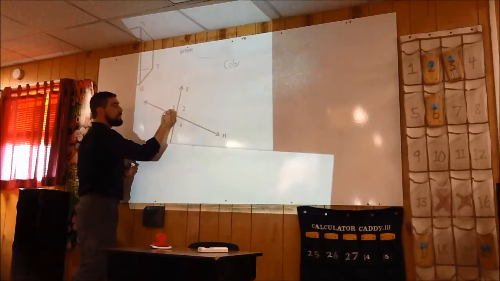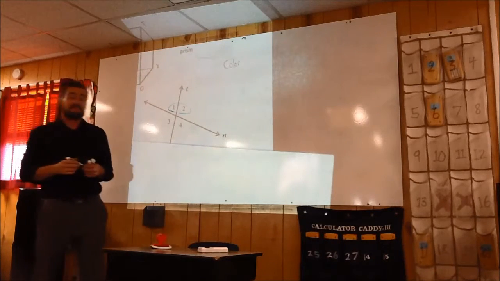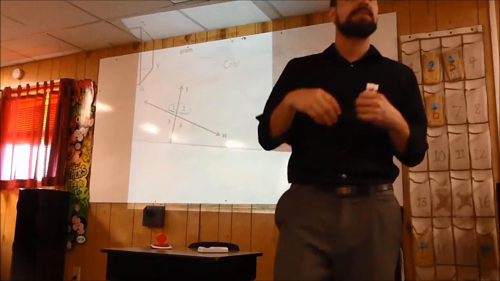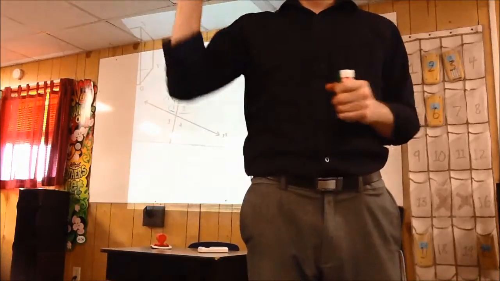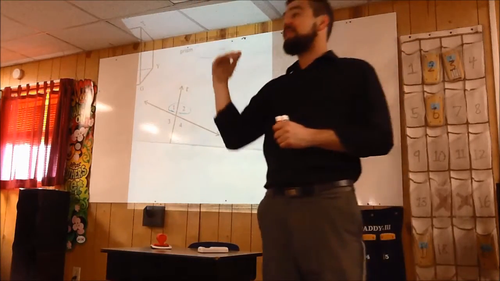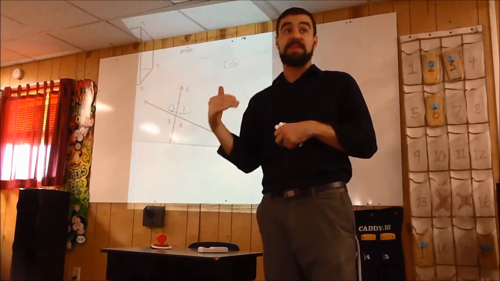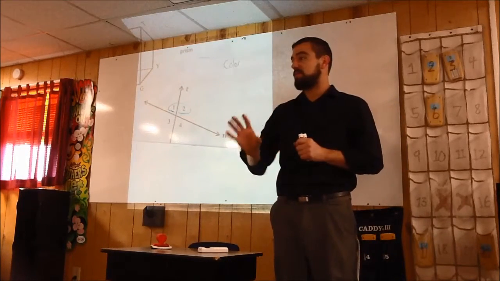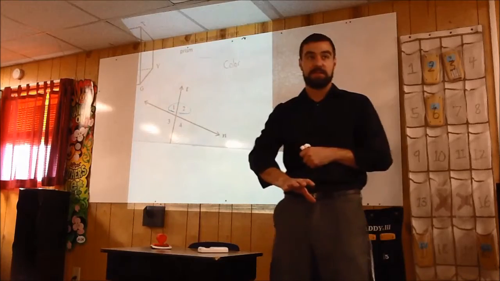So for example, angle 1 and 2 is a linear pair. And then in the definition of linear pair, it says that those angles are supplementary. So you first have to state that they're a linear pair. Then you can say they're supplementary because of the definition of a linear pair. Then you can write an equation and say that their measurements sum up to be 180 degrees.